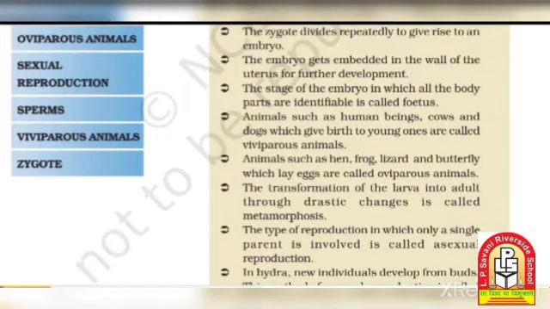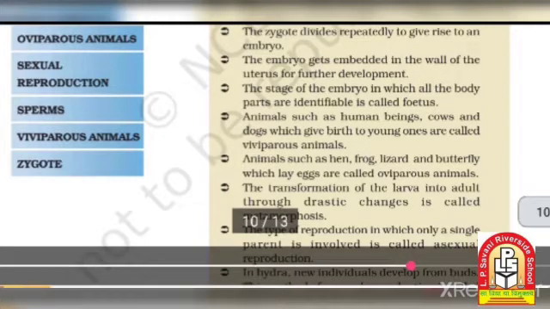Animals such as human beings, cows and dogs which give birth to young ones are called viviparous animals.